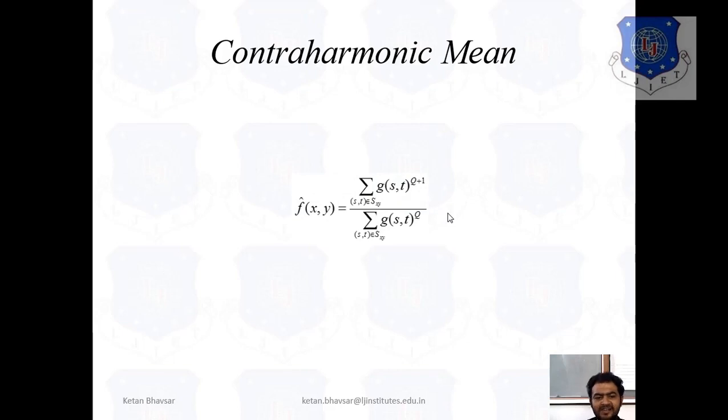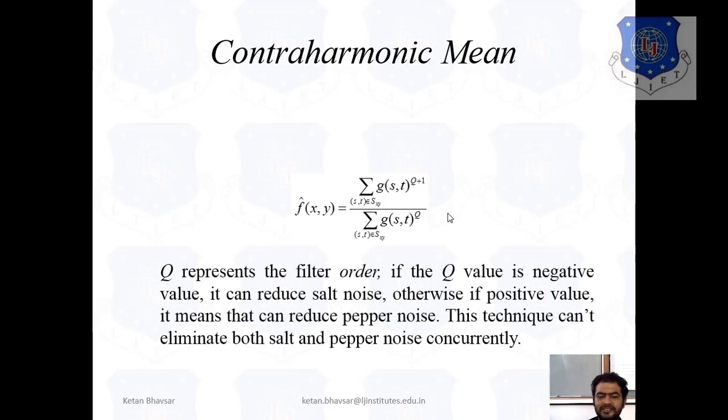Contra-harmonic mean filter, it's a specific equation where g of s and t represents a degraded noisy image in terms of rows and pixels, and also belongs to a certain threshold value. Q represents the filtering order, first order, second order, third order, and if its value is negative, then it reduces the salt noise. Otherwise, if it is positive, then it reduces the pepper noise.